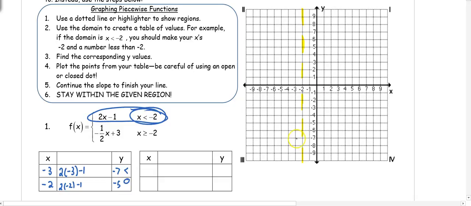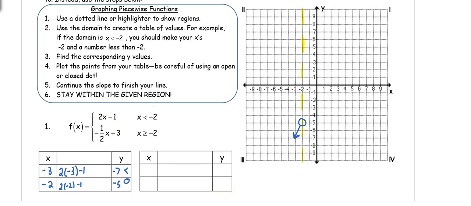At -3, -7, I'm just going to put a little dot for now, and I'll draw the arrow at the end. -2, -5 gets an open circle, so I'm going to connect those points, and then add my arrow. It points to the left, so I know that it's going away from that dotted line, continuing in the other direction.